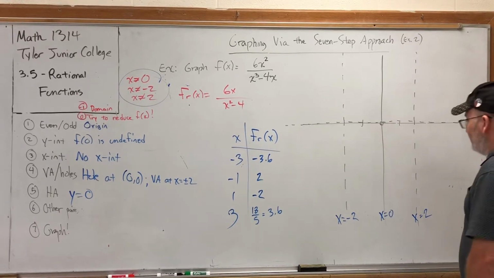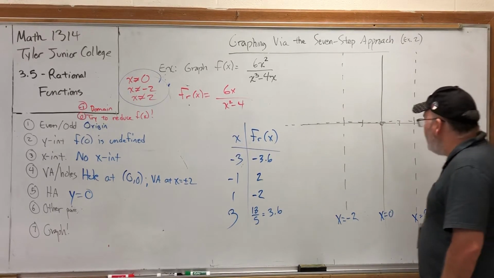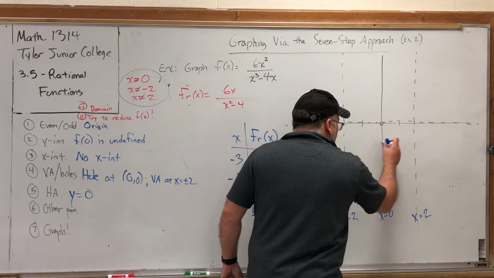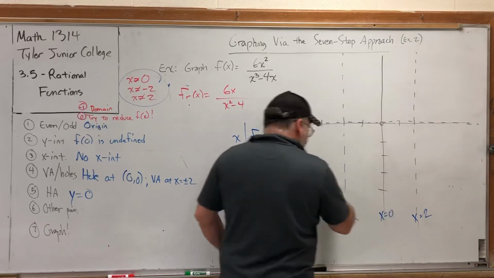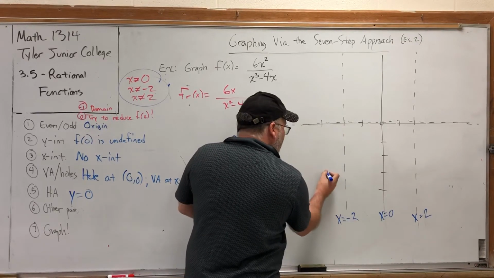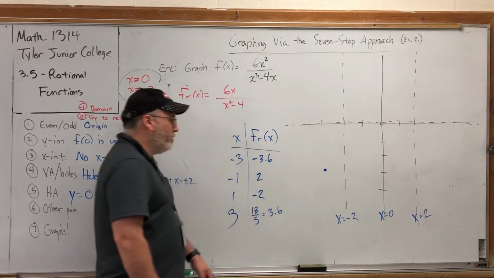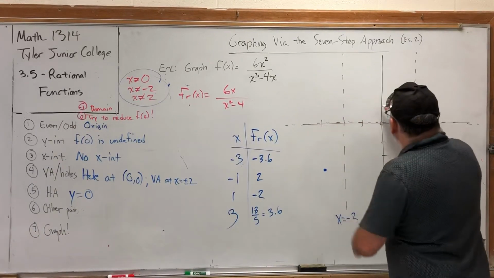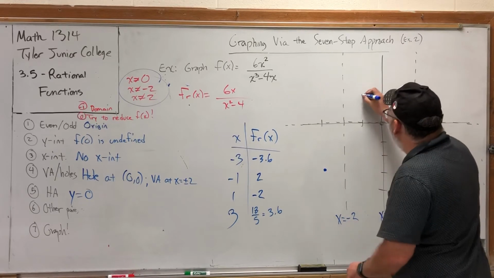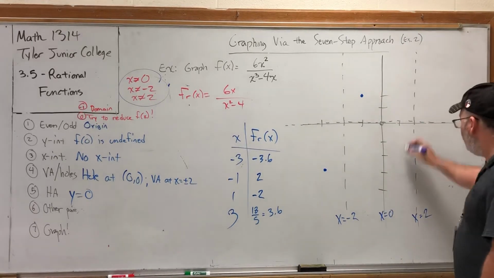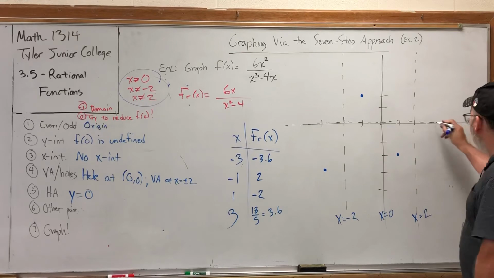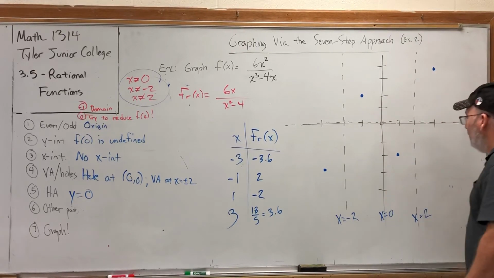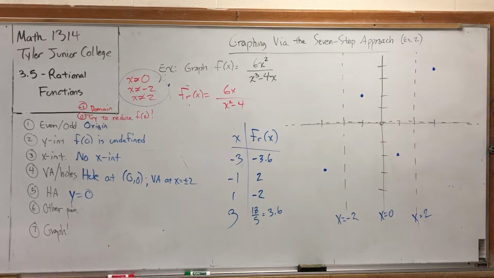Let's plot these dots and see if we can get a graph. -3, comma -3.6. So it's going to be way down here somewhere, probably about there. -1, comma 2, back 1, up 2. 1, comma -2. 3, comma 3.6. It's about there. This doesn't look like a lot of evidence, but it's actually everything I need.